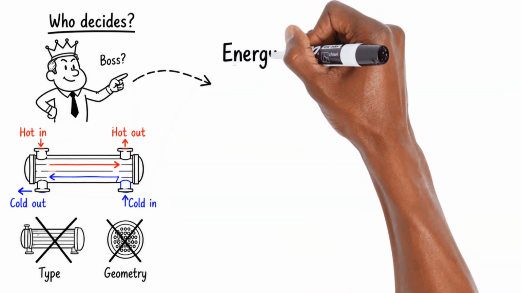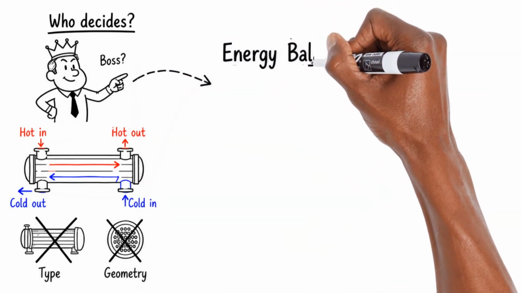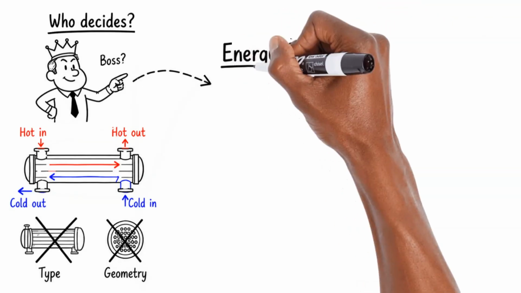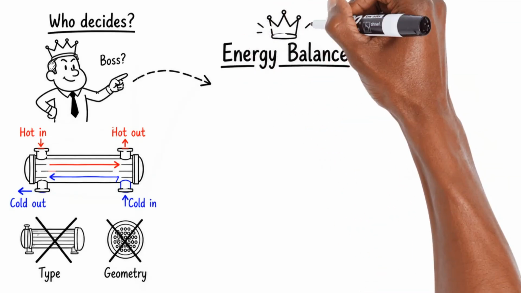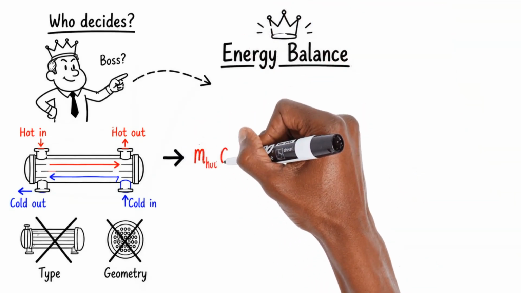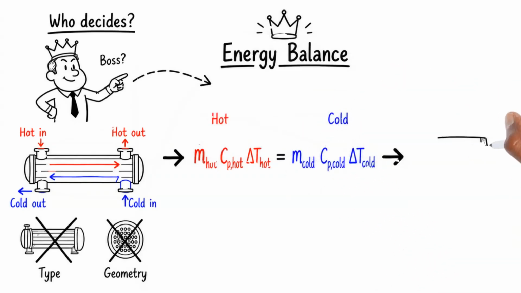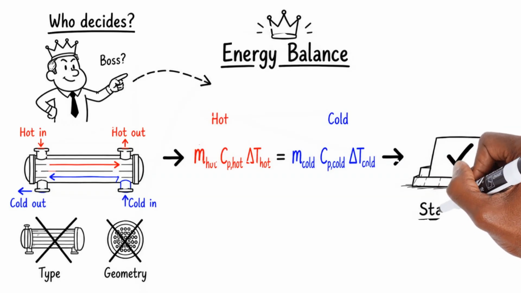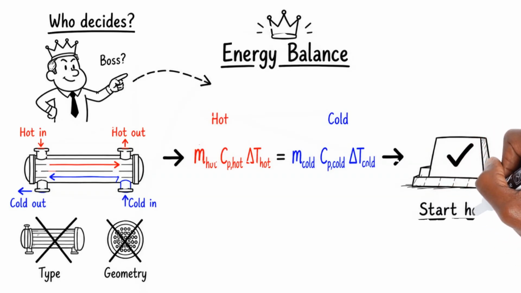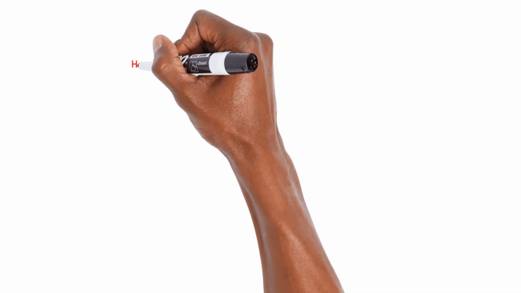Every heat exchanger follows one fundamental rule. The energy lost by the hot stream must be equal to the energy gained by the cold stream, and that's the physics of the system. And this is exactly why we start here. Before you design a single piece of hardware, you have to define the energy moving through the process. Let's put this into practice.